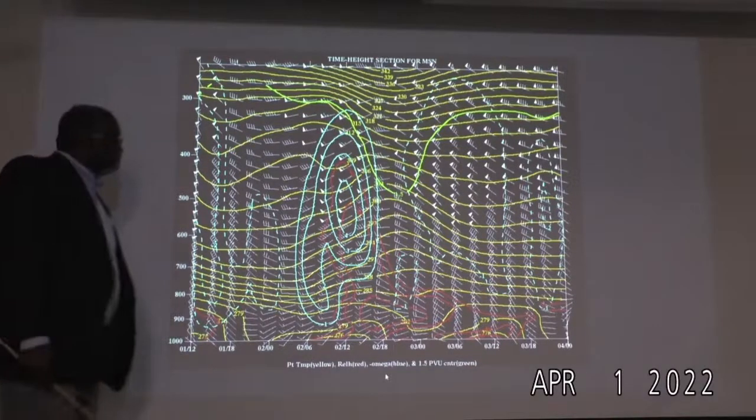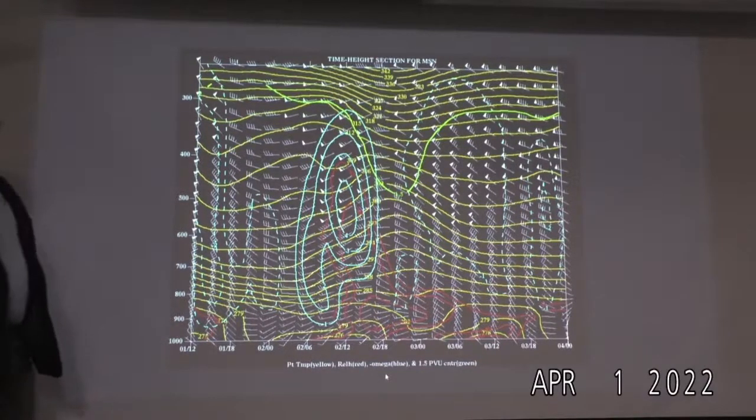Great. Is the fact that the winds on this meteorogram are parallel to the isentropes, is that just a coincidence, or is it?